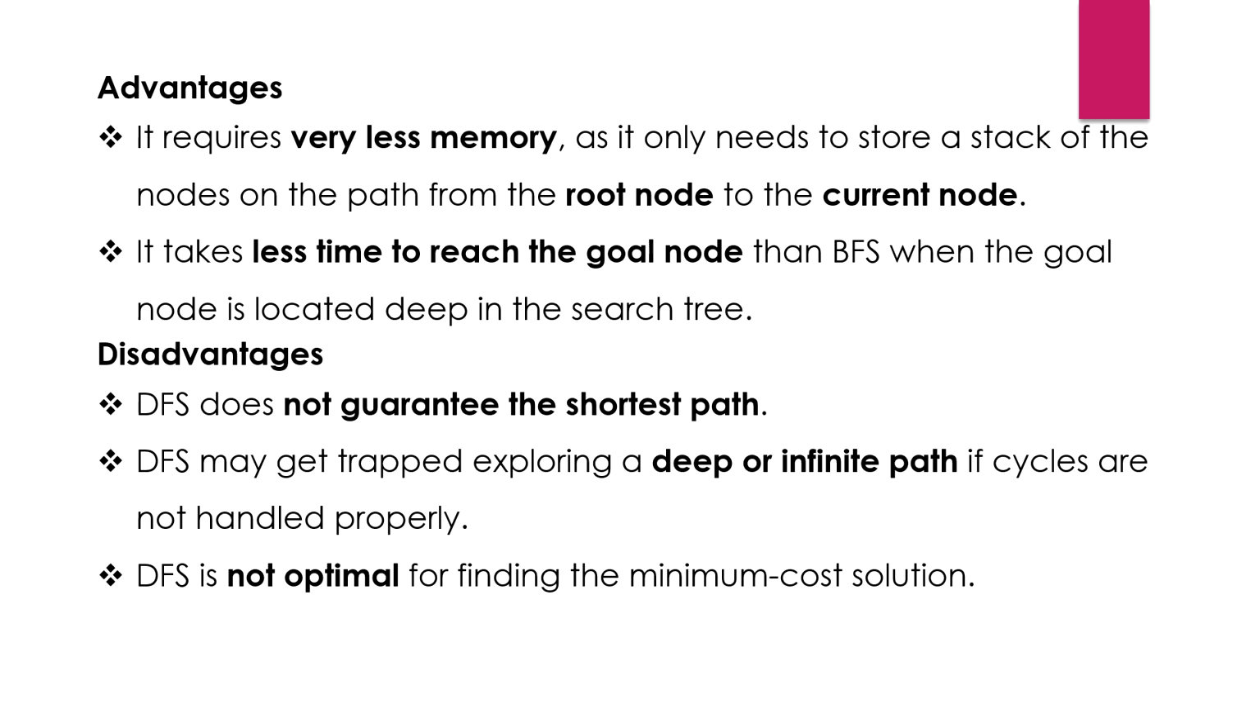Next, DFS may get trapped exploring a deep or infinite path if cycles are not handled properly. If cycles exist inside the graph, DFS may repeatedly visit the same nodes unless we maintain a visited list. Third one, DFS is not optimal for finding the minimum cost solution. If an infinite branch exists, DFS may continue exploring forever. Therefore, DFS is not considered an optimal search algorithm.